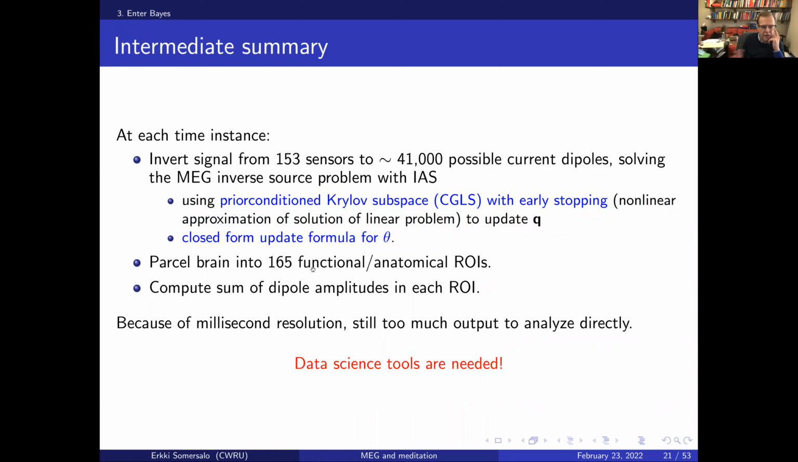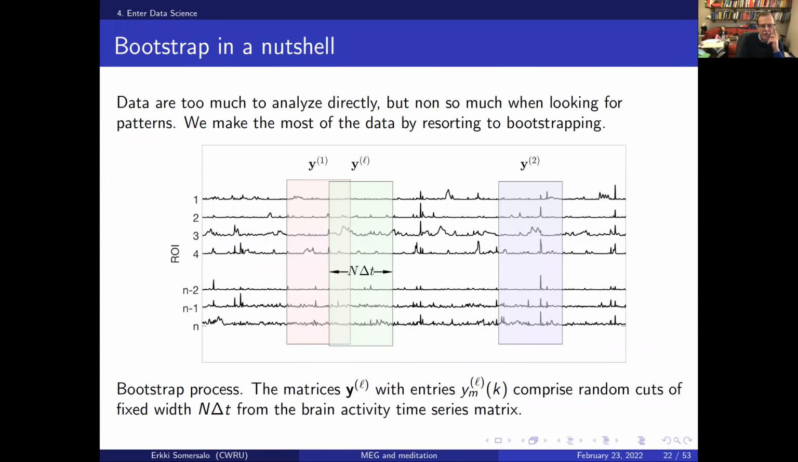So we took a brain atlas of 165 functional regions of interest in the head. Then we calculated the average of the activity over those brain regions. And then we wanted to use data science tools to analyze what is happening in the brain. So here is basically the idea of what we did with bootstrapping.